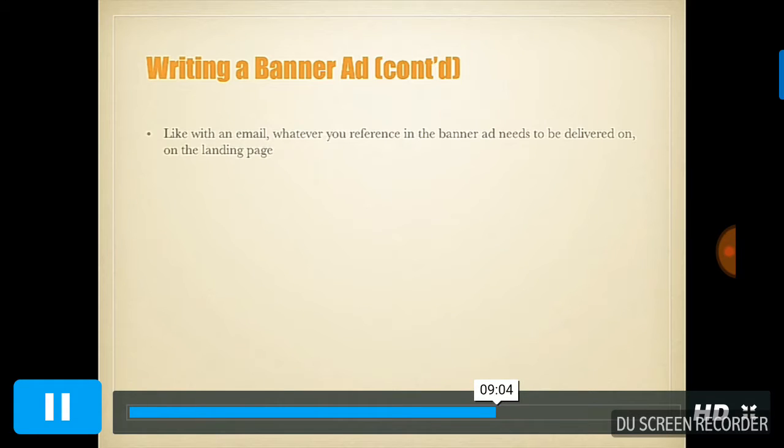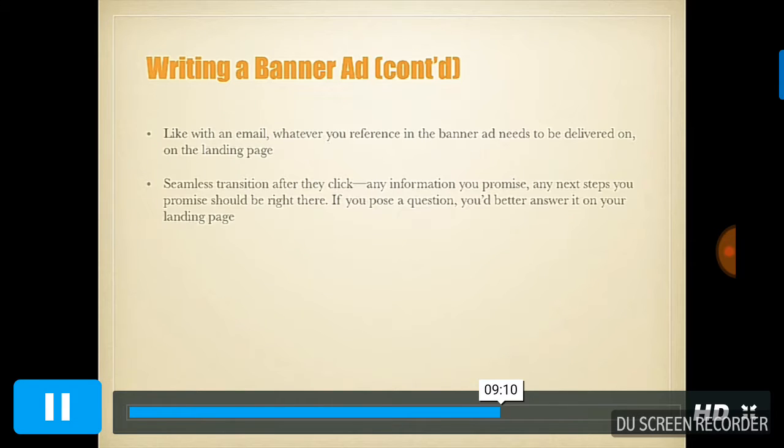As in an email, whatever you reference in the banner ad needs to be delivered on the landing page. It should be a seamless transition after they click. Any information you promise, any steps you promise should be there. Remember, you're their guide, so if you meet up with them on the banner ad, you're taking their hand and you're leading them through to the landing page. There should be nothing that's a surprise there.